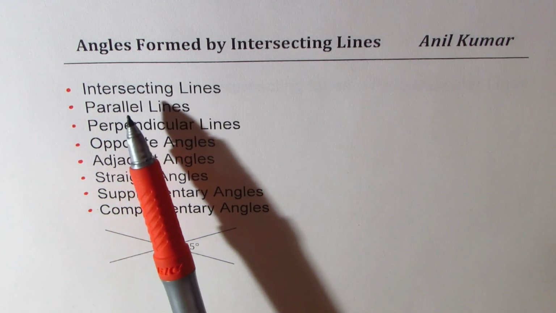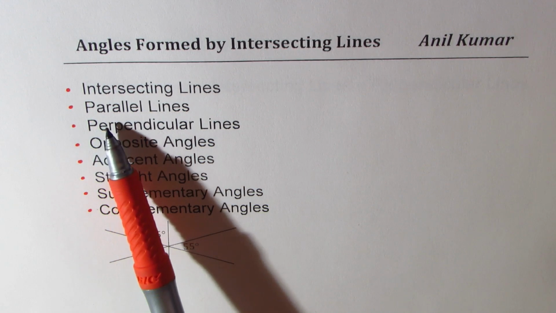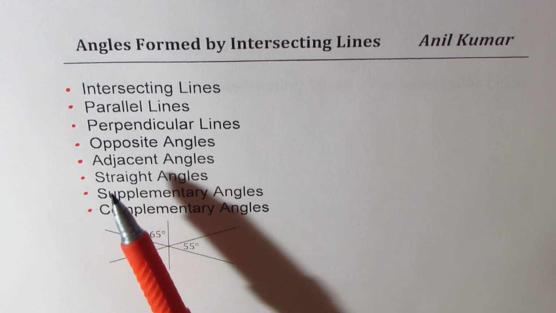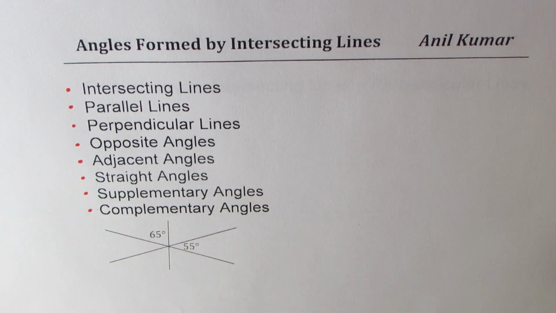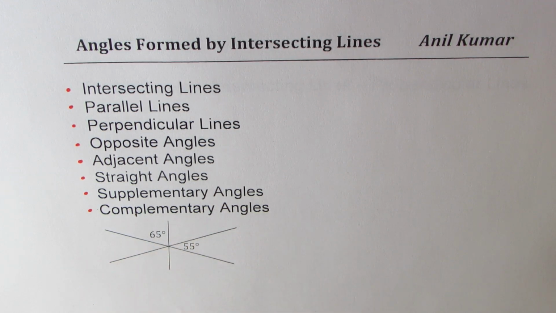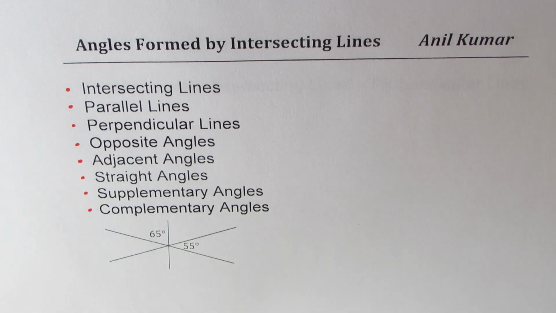We'll understand what are intersecting lines, what are parallel lines, perpendicular lines, how about opposite angles and adjacent angles, how is straight angle different from supplementary angles, and what are complementary angles. And then we'll also find all possible angles when these lines are intersecting at a point when two are given to you. So we'll take this as an example later. So let's begin by understanding about lines.